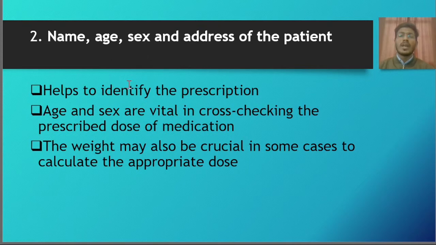These details help us identify to whom the prescription belongs. Age and sex are very vital in cross-checking the dose that has been prescribed for the patient. In the case of an infant, the dose will be less compared to the dose prescribed for an adult. In such cases, it becomes the responsibility of the pharmacist to cross-check whether the prescriber has taken due care in prescribing. Intentionally or unintentionally, there may be mistakes in prescribing. Some drugs can be very harmful or toxic with a slight variation in the concentration or dose of the drug, so due care should be taken by the pharmacist.